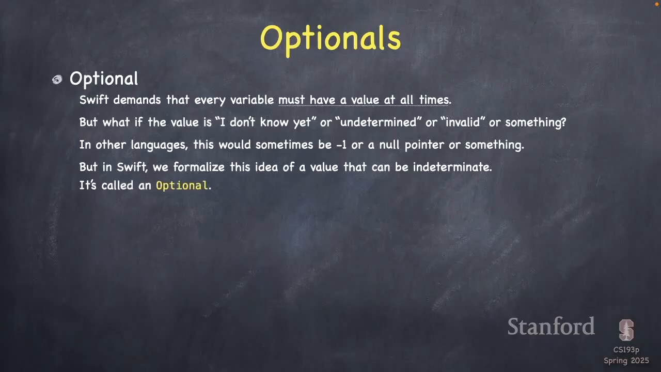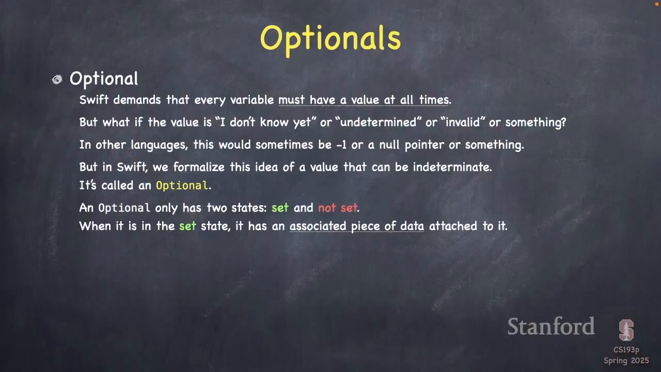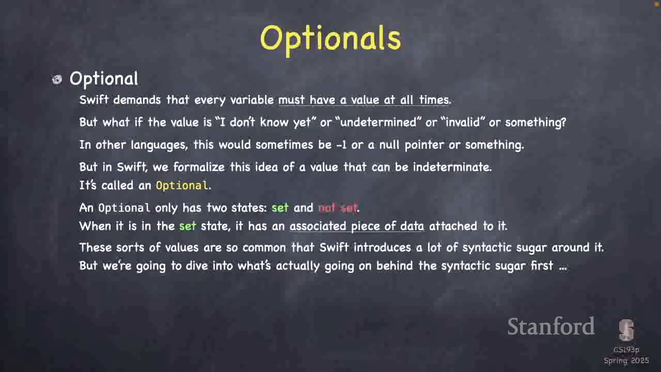Optional is a type. The optional can only be in two states, set and not set. That's it. That's the only two states it has. And in the set state, it can have some associated value going along with it, right? Because obviously if it's set, it has to be set to something. Now, these optionals are so common that Swift adds a lot of syntactic sugar to it. Remember, syntactic sugar is stuff that the compiler will put in there to make your life easier. I'm going to show you how it works first, and then we'll talk about the syntactic sugar.